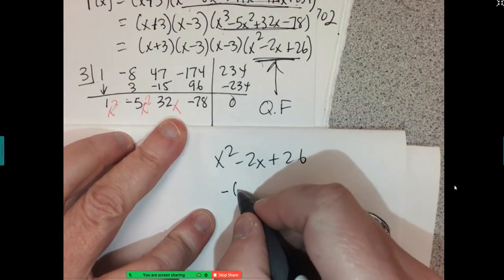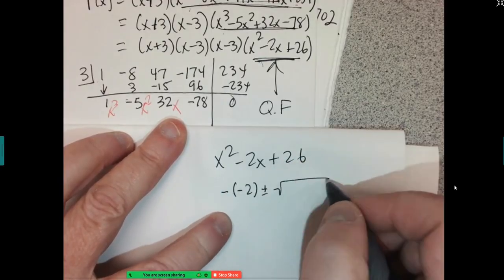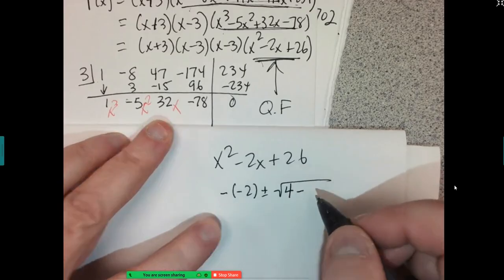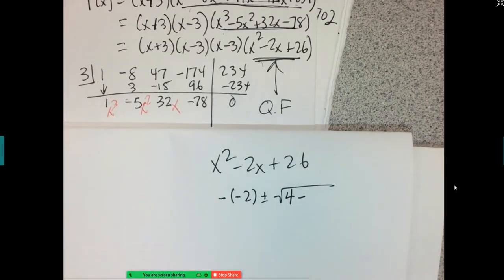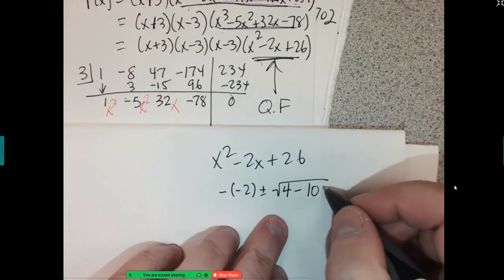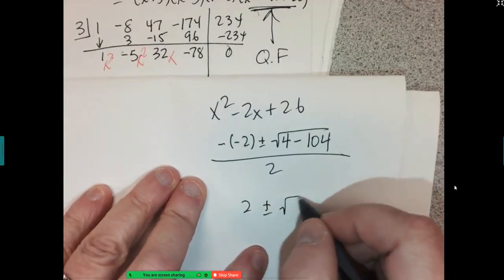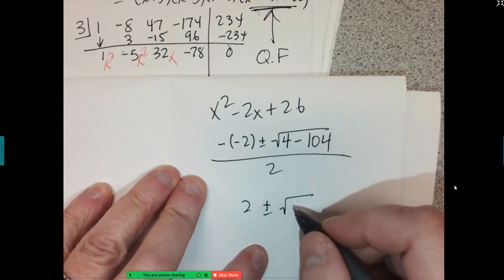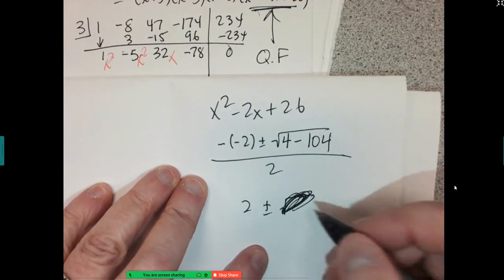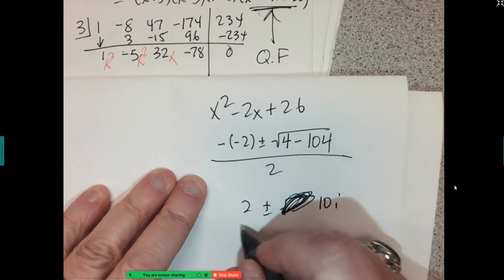And I'm going to have negative b plus or minus the square root of b squared minus 4 times a times c, all over 2 times a. That's negative 100. So the square root of negative 100 is 10i.